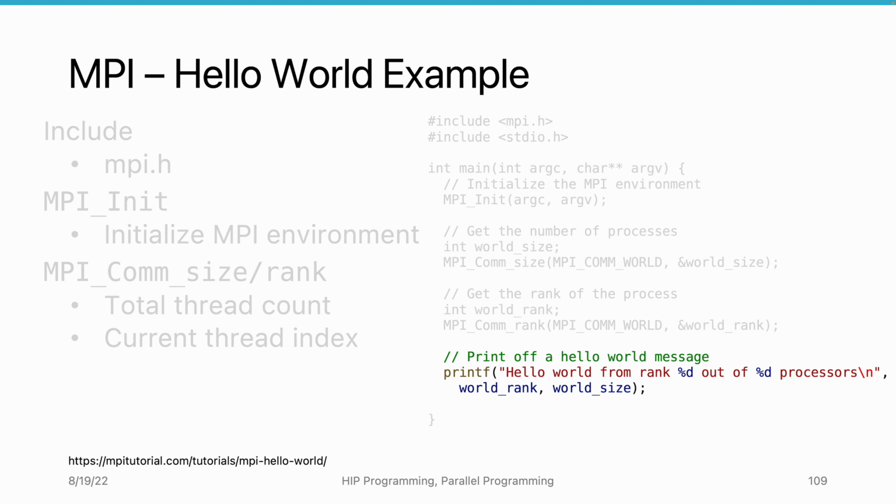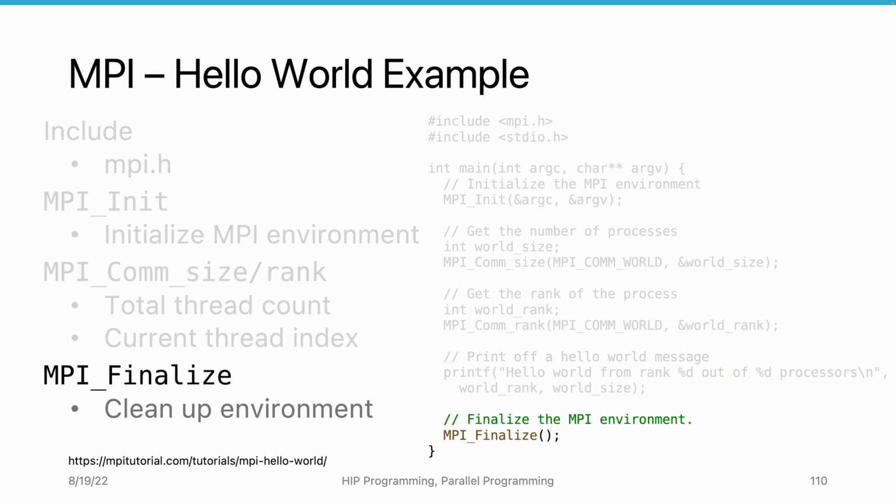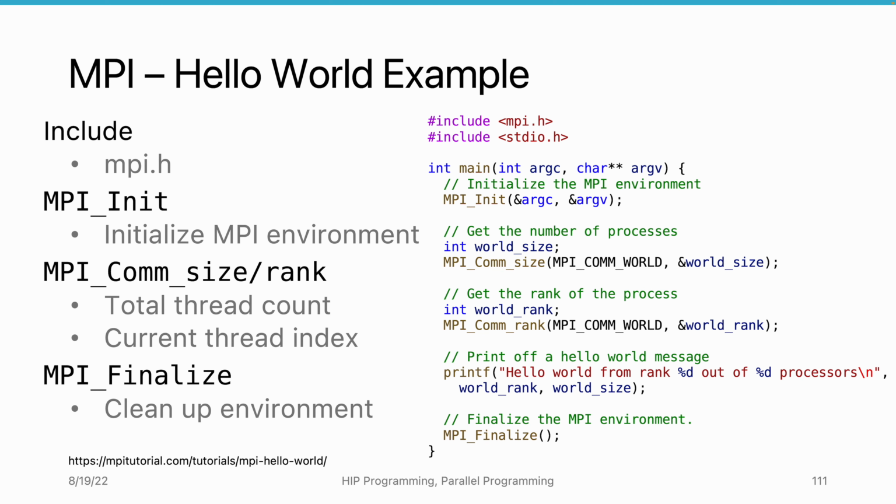Next, let's print something as a demonstration that the program works. If you want to change this Hello World example to an actual program, you should replace this line with your program logic. At the end of the program, we will need to call MPI_Finalize to clean up the environment. Here is a full listing of the program. We include the MPI header and call a series of APIs to start the program. Next, we will see how to compile and run the program.